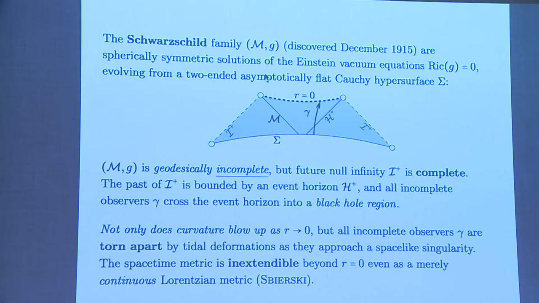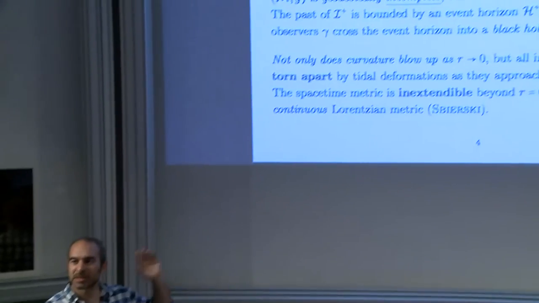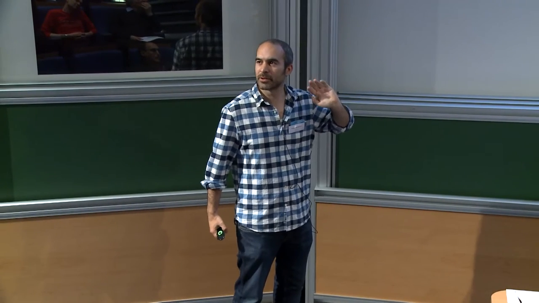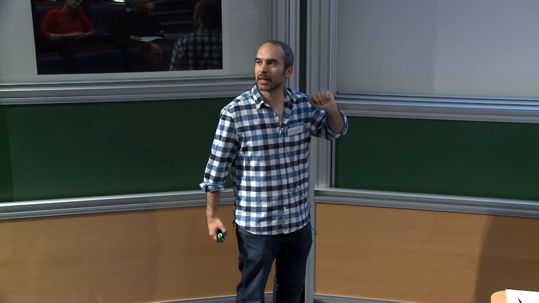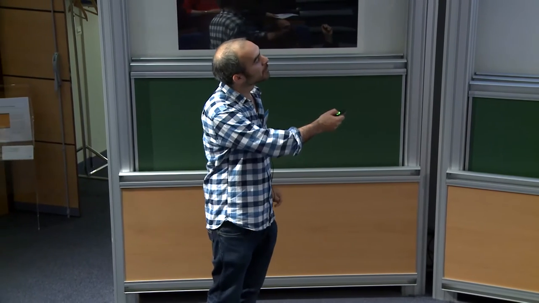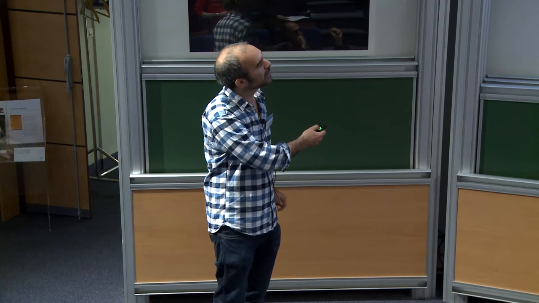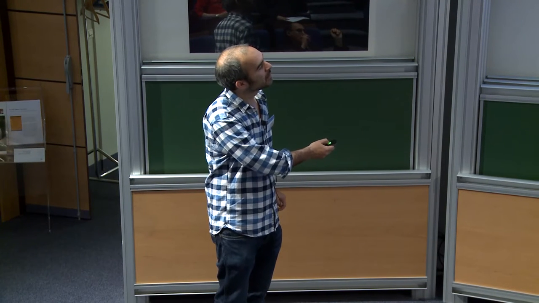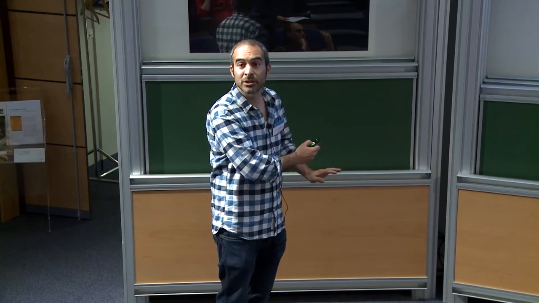So to summarize, Schwarzschild, it emerges from perfectly fine initial data, but the spacetime is not fine. It's geodesically incomplete. Okay. On the other hand, faraway observers, they live forever, and the incompleteness is in the black hole. And if you are so silly as to enter the black hole, then you only live for finite time. And moreover, you will be torn apart by infinite tidal deformations. In some sense, being torn apart by infinite tidal deformations, you should think about as being related to the fact that it's the metric itself that breaks down, not just the curvature. So it's a very strong singularity.